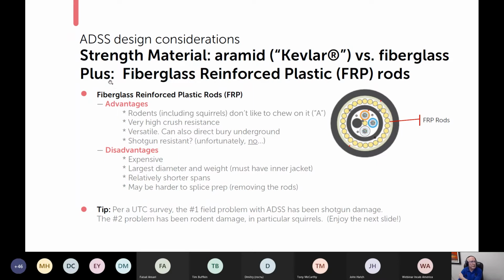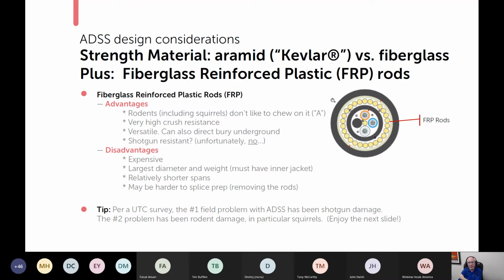Your last choice for strength material is fiberglass reinforced plastic rod, so FRP. The same material that you use in the center, you can take and use enough of it to give strength to the cable to make it self-supporting. The advantage of doing this is that rodents, including squirrels, hate chewing on it. So you can get an A rating by using this material.